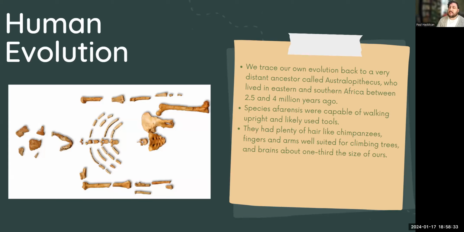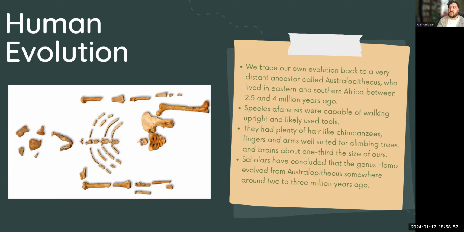They had plenty of hair like chimpanzees, fingers and arms for climbing trees, and brains about one third the size of ours. So they had much smaller brains, much closer to monkeys than to humans, but we're on the track, right? This is a skeleton here on the left-hand side. Some of the oldest fossils that we have discovered so far.